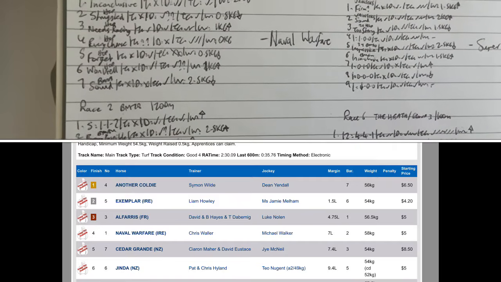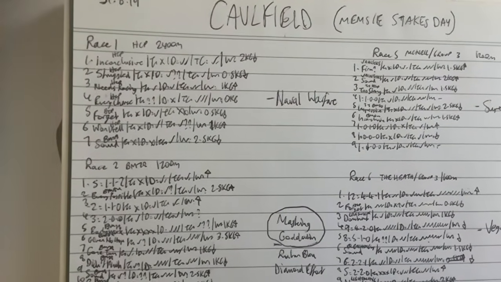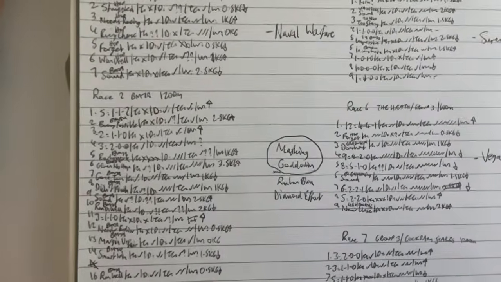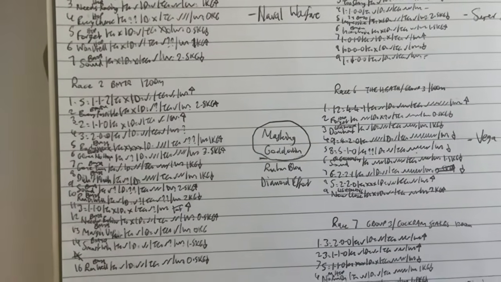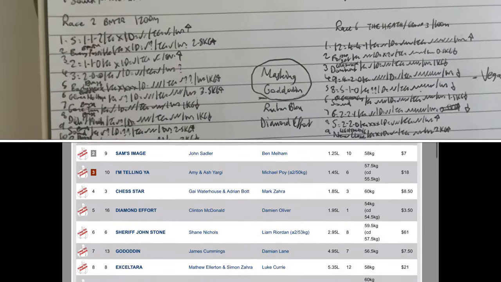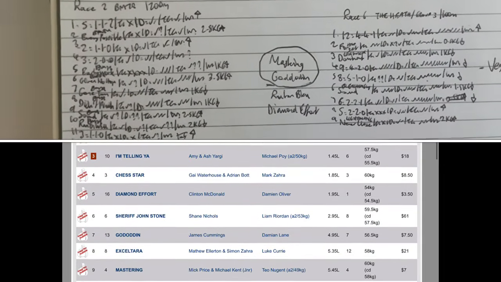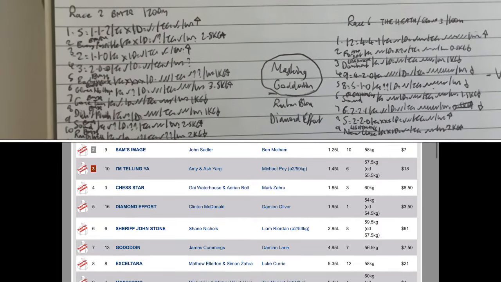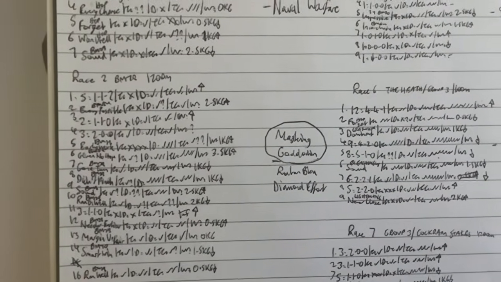Number 4 won. So if you can see my writing, looks like number 4 had some good track condition form. In race 2, I've circled 2 horses, Mastering and Gododin. How did they go? Mastering 9th and Gododin 7th. All right, so I've had a terrific start to this card, and then the other 2, Rubon Blur was scratched and Diamond Effort ran 5th.